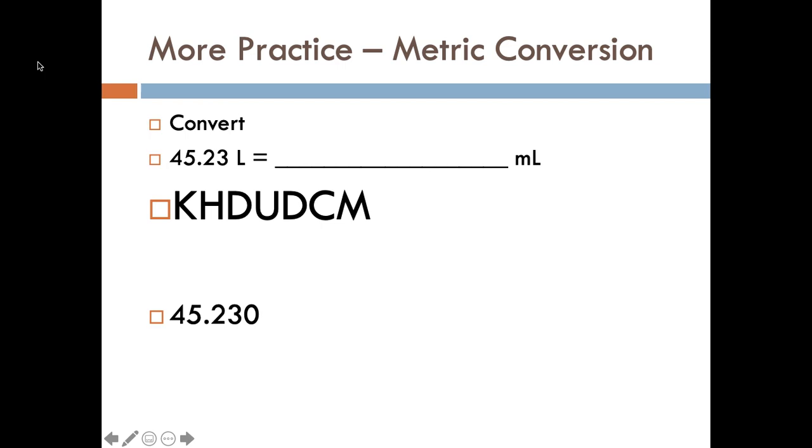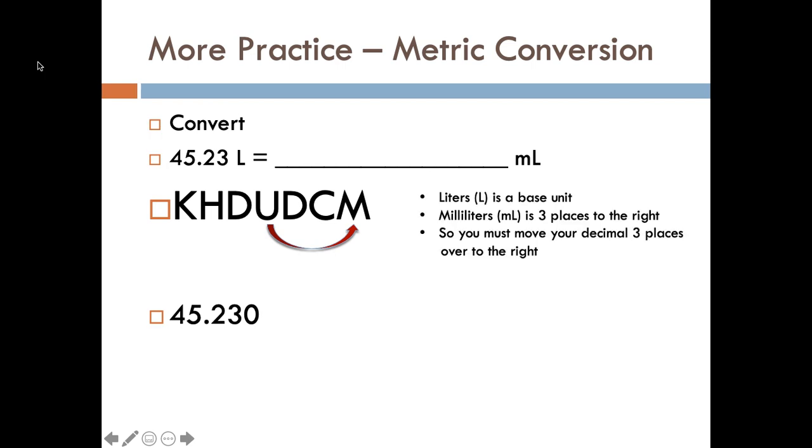So we want to convert the number 45.23 liters into milliliters. So liters is a base unit. That's the U in the middle of the mnemonic. Remember, King Henry doesn't usually drink chocolate milk. And we need to move it over to the M for milliliters. And so that's 3 spaces to the right. So we move our decimal 3 spaces to the right. 1, 2, 3. And we end up with the number 45,230 milliliters. 45,230 milliliters is the same amount of volume as 45.23 liters.